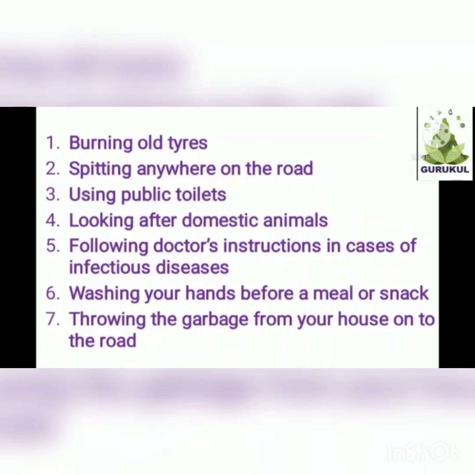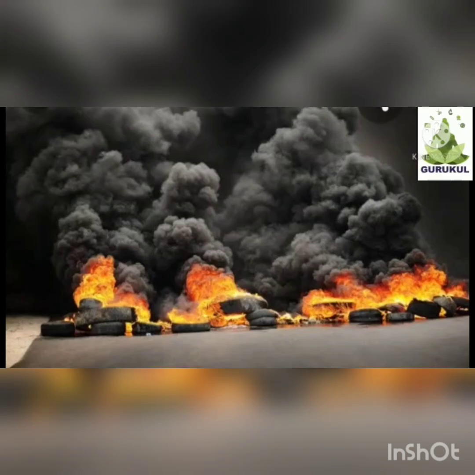Okay, so you have to cross those which are harmful and you have to write down the explanation of that particular statement in your notebook. For example, see here, the first one, that is burning old tires. So is it harmful or useful for us? Obviously it is harmful. So why is it harmful? Because it creates air pollution. Correct? So like that you have to write down the explanation of each and every statement in your notebook. Okay.